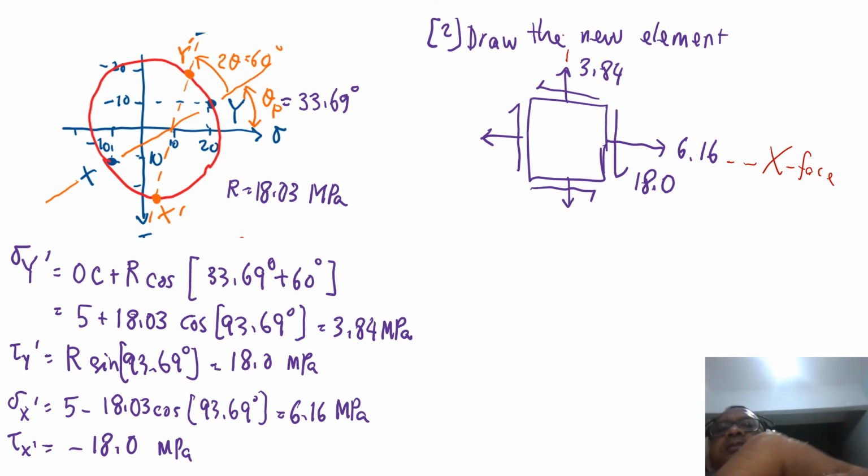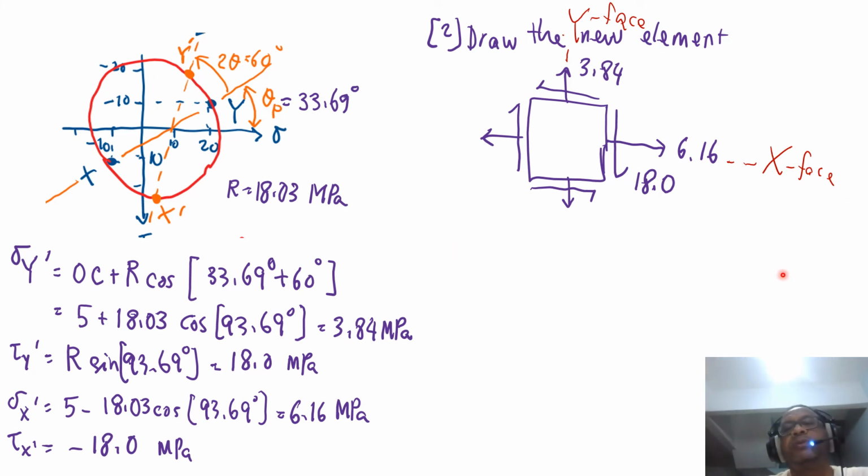And do I need to tell you that this is the y face? So on the y face, we have got the stress element. Sigma, the normal stress element, is 3.84 in tension, positive, and tau is positive 18.0 megapascal, so it's rotating counterclockwise on the y dash. You have to follow the nomenclature as we have done in the previous lecture.